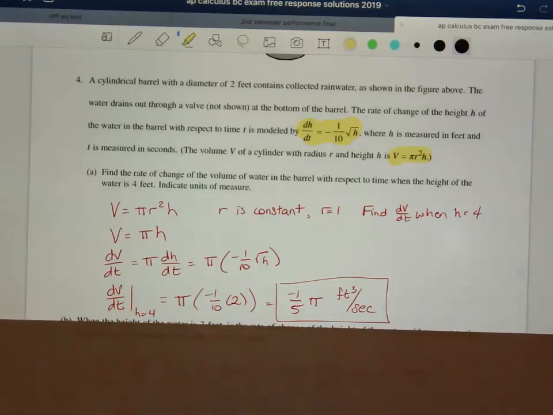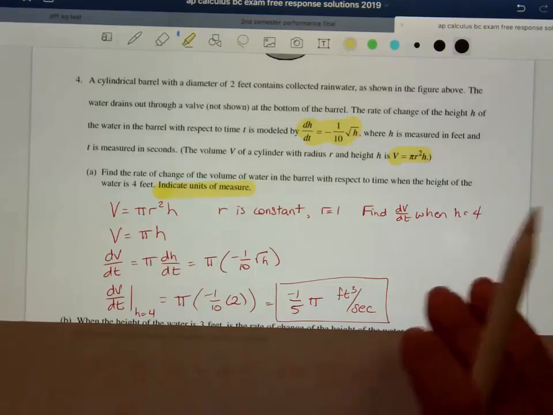And they said indicate units of measure. That means a point will be accounted for the label, or they will only give you credit for the answer if you label it. That's usually the two ways they handle that. So negative 1/5 pi cubic feet per second.